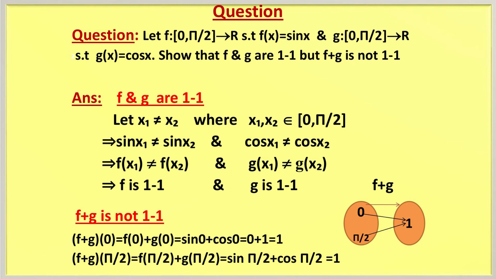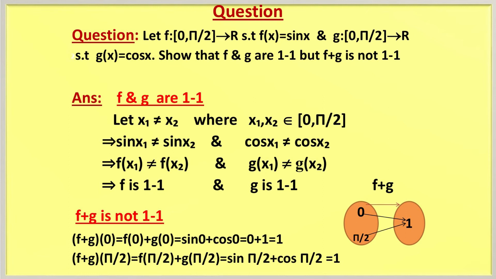So, f plus g is defined in the intersection of the domains of f and g, because here both domains of f and g are equal. So, f plus g is defined, but it is not onto, because at 0, f plus g of x is equal to f x plus g x. So, f plus g 0 is equal to f 0 plus g 0. f 0 is sin 0, that is 0, g 0 is cos 0, that is 1.